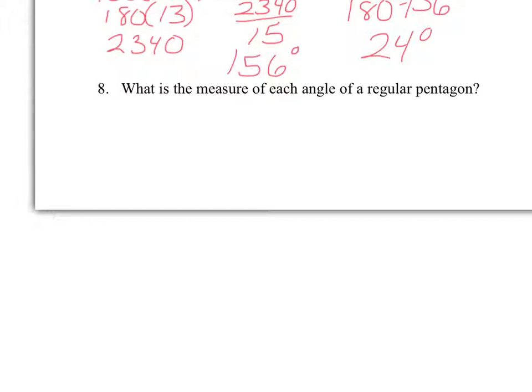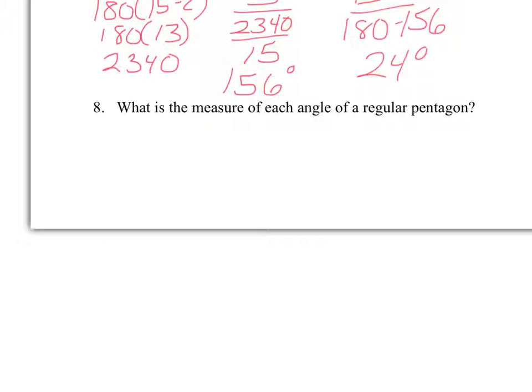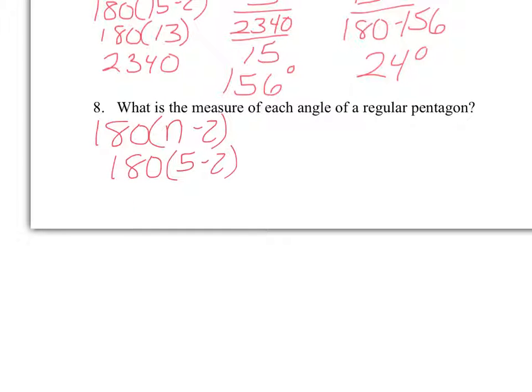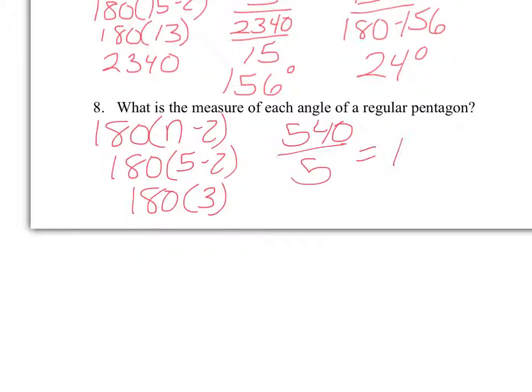Now I want to find the measure of each angle in a pentagon. Basically, it's asking you for what is one interior angle. It's just rewording the problem differently. So I need to find the total again first. So 180 times n minus 2, so that's 180 times 5 minus 2, 180 times 3 gives me a total of 540. I need to divide that by the 5 sides on each pentagon, and I get one angle to be 108 degrees.